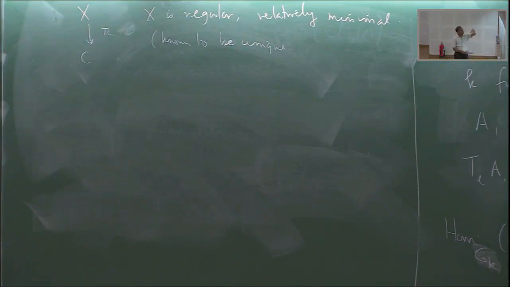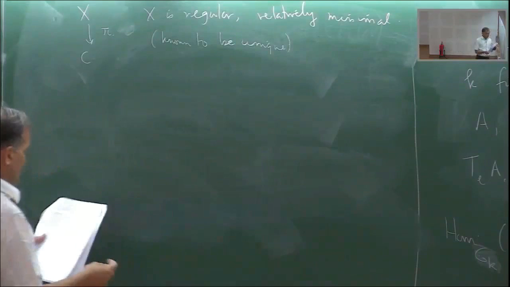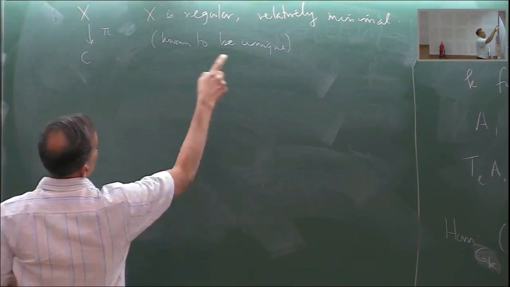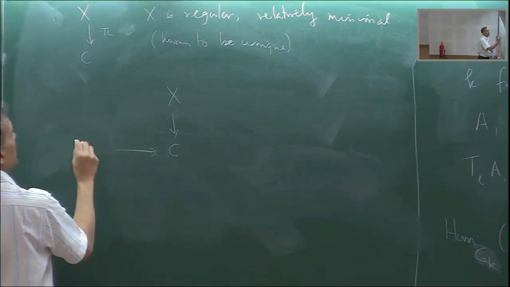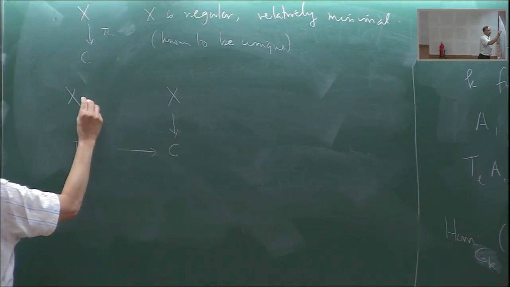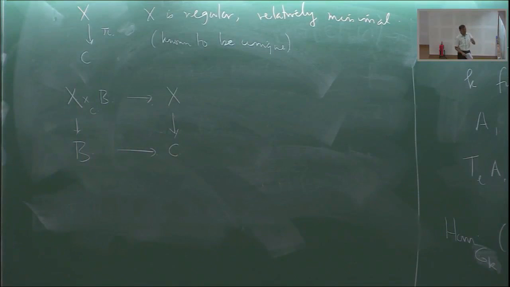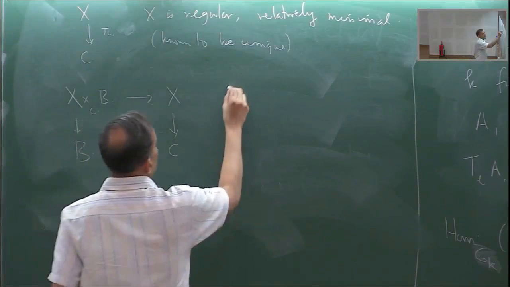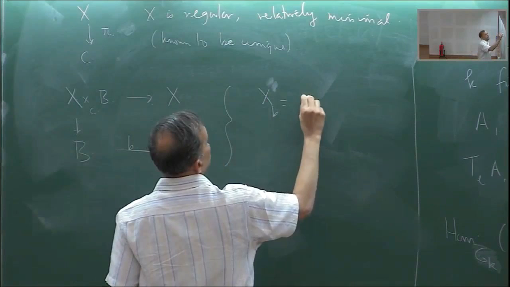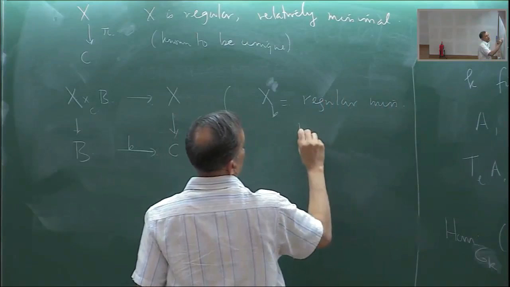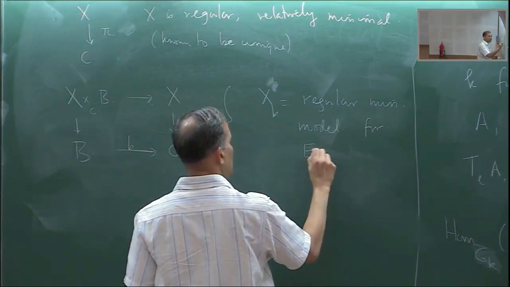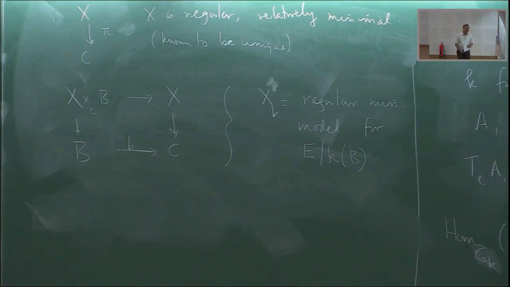Okay. Right. So in order to set up the notation, I have this X to C, and I base change by B. So I can take what is called the product X cross B over C. But this is not the regular minimal model. So one has to do some process to get the regular minimal model. So this is my B, and I will let X_B be the regular minimal model for the elliptic curve E over the base field K. As I said, it's uniquely defined.